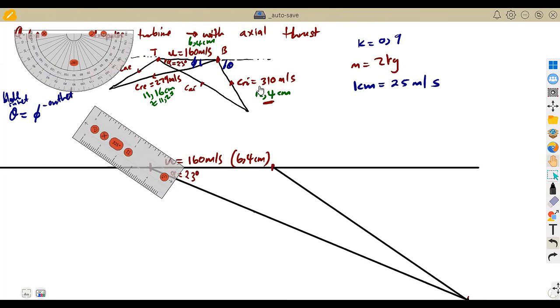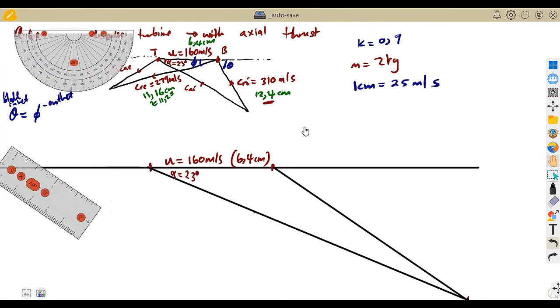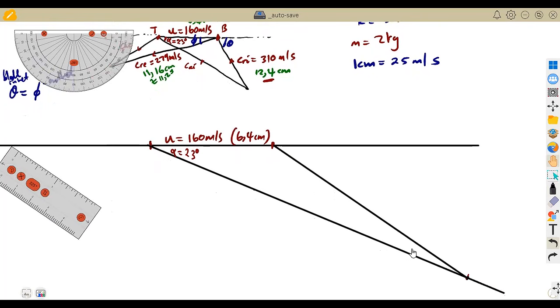inlet relative velocity, this one of 310, which is we use the distance of 12,4 to construct this line. Where it meets this line, it means we are having that as our point. All right, so this is what we're going to have. So our relative inlet is going to be 310 meters per second, which is 12,4 centimeters. Remember, this was 12,4 centimeters.